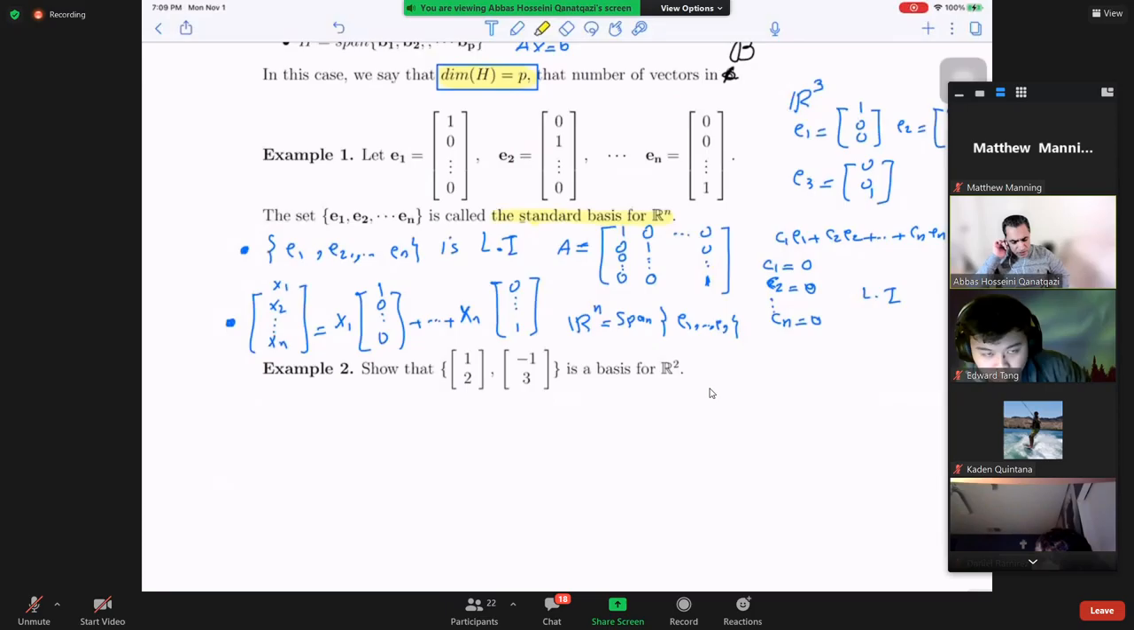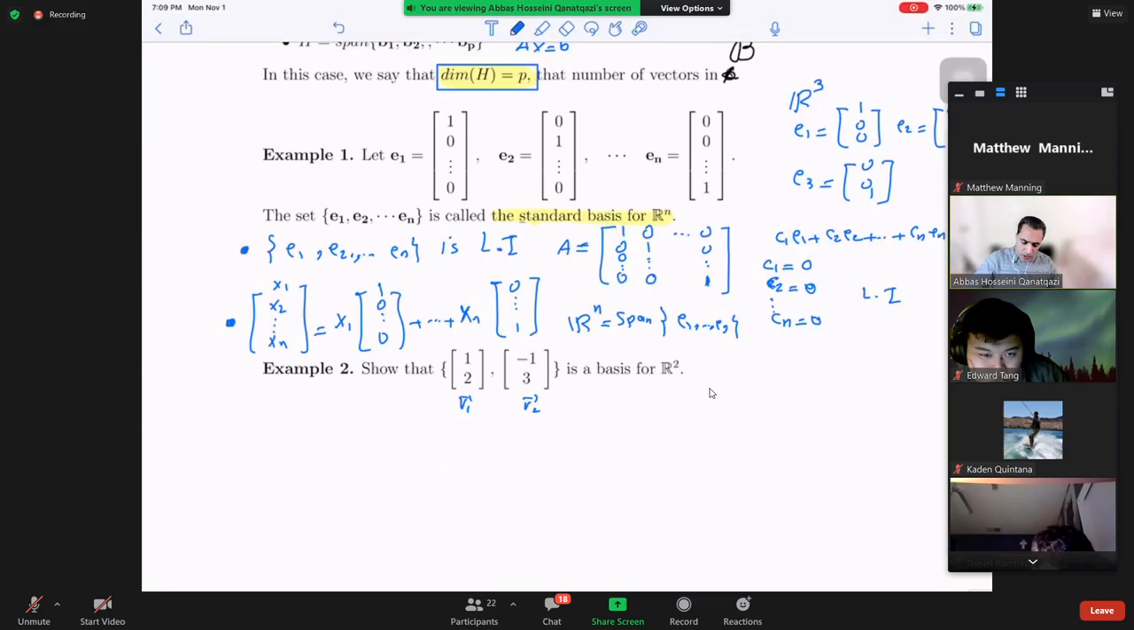Let us start with two-dimensional vectors, and then see what would be the dimension of R2, and how we can find the basis for that. Here is a set that consists of the vectors, let me call them V1 and then V2. I'm going to show that this is a basis for R2. So we need to check two things.